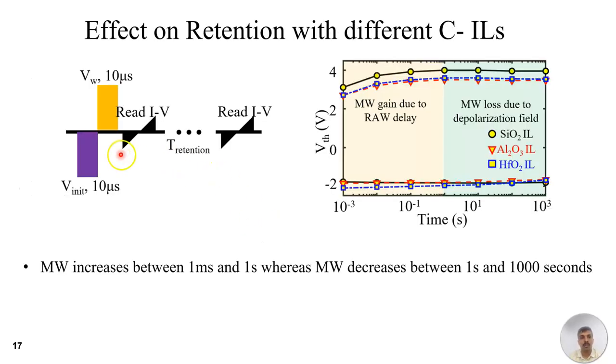Now let us try to understand the retention performance for Fe NAND. The retention pulse scheme is shown here, where we either program or erase the device and extract the VTH after different retention times. We extract the VTH from 1 millisecond all the way to 1000 seconds. In the first half, from 1 millisecond to 1 second, the memory window increases because of read-after-write delay. In the next half, from 1 second to 1000 seconds, the memory window decreases because of depolarization field. Let us try to understand both of them individually.